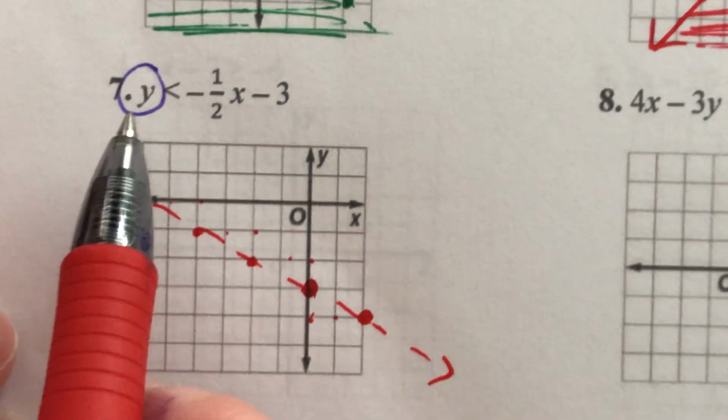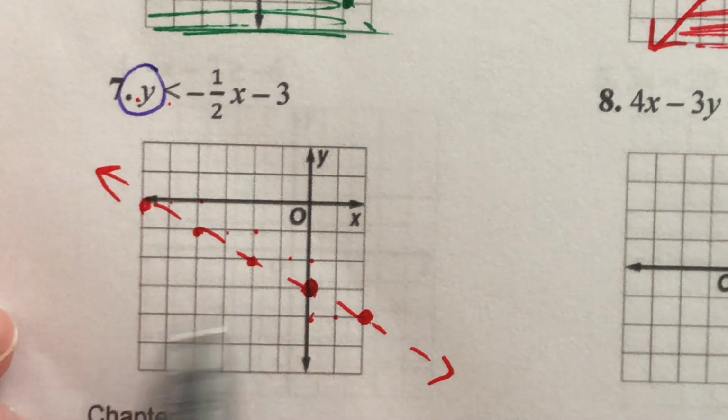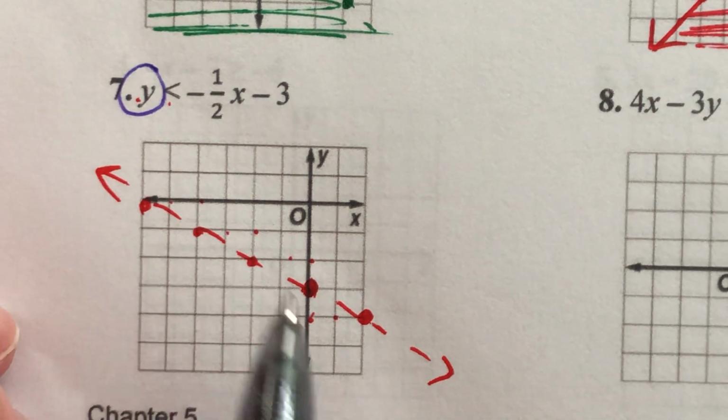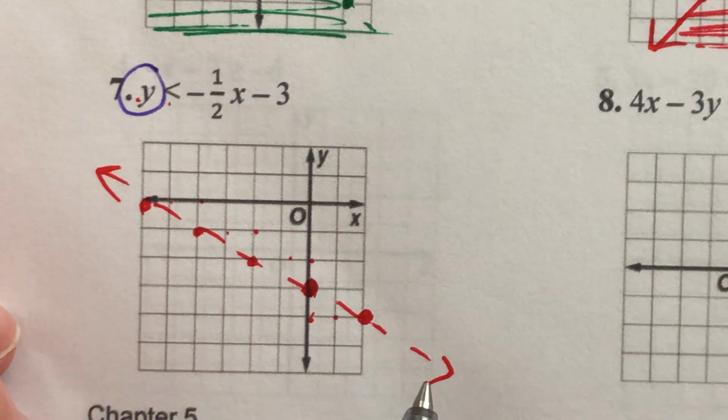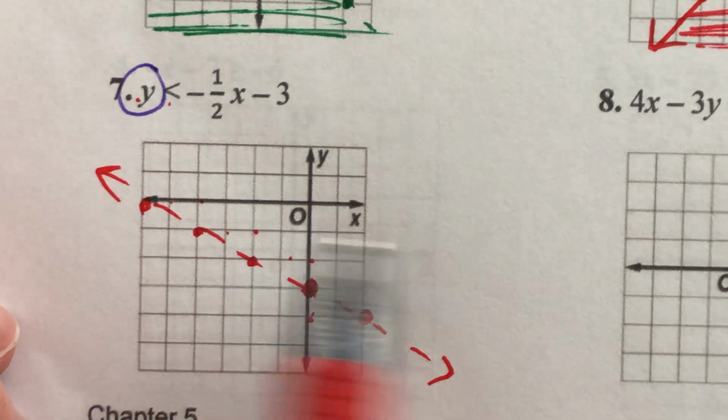So here's my line. It's going to be dotted because my symbol doesn't have the line under it. And then which way do I shade? It says the shaded part is less than the line, so I'm guessing down this way. All of this is below my line. Think of the line like water level, right? If it's under your line, it's below water level. So it would be this way, not this way.